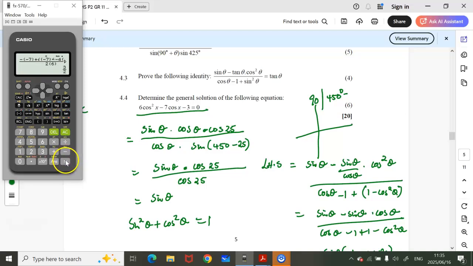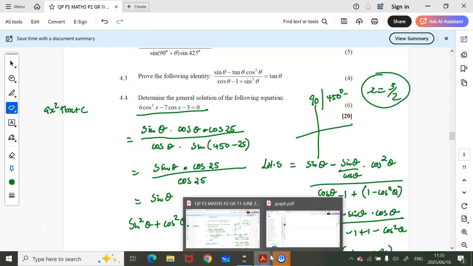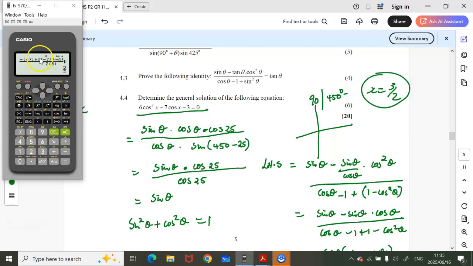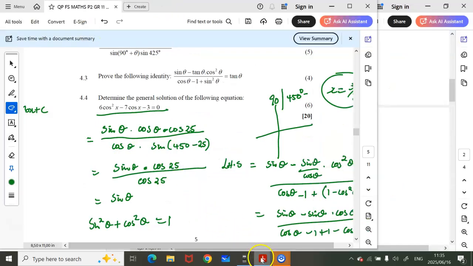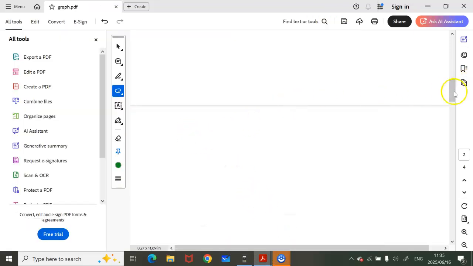Let's see our first answer. So x will be equal to 3 over 2. That's our first answer. For our second answer, I'm just going to change the plus sign there into a negative sign, to see the other answer. So we've got minus 1 over 3.